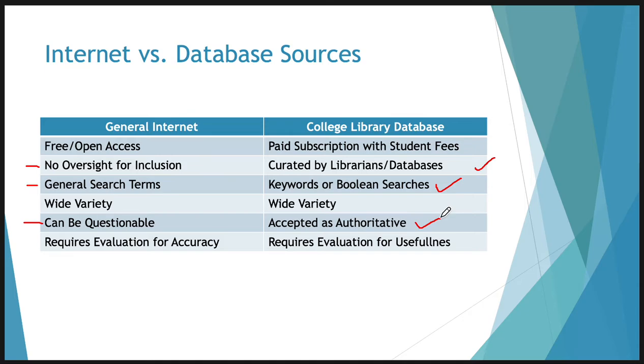That means you do a little bit less work in terms of evaluating the sources. For the general internet, you have to evaluate the sources for accuracy and reputability of the source. But with the college library database, you only have to really evaluate the source for usefulness. You can kind of assume that if it's in the college library database, it's been edited, fact-checked, proofread, stuff like that.